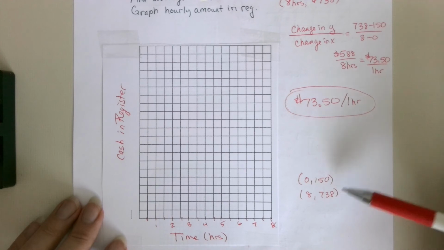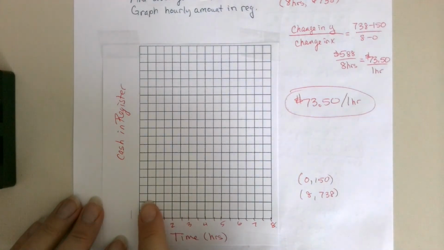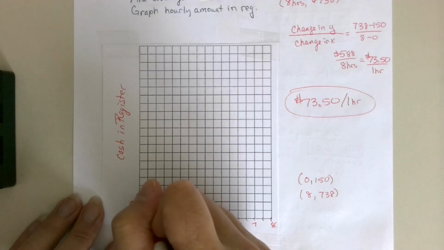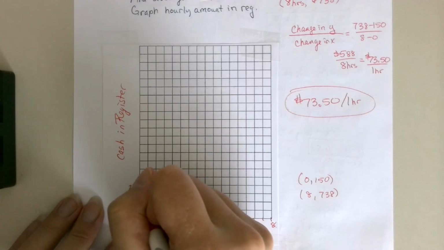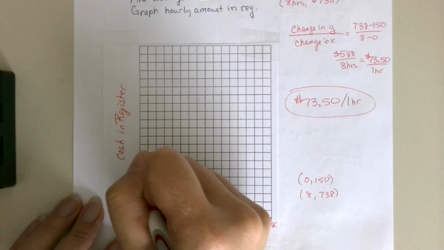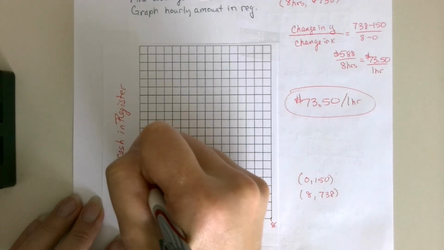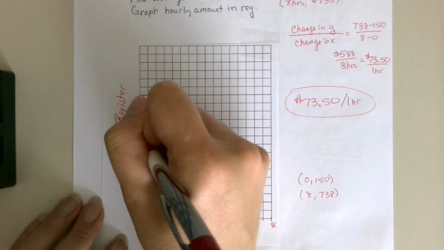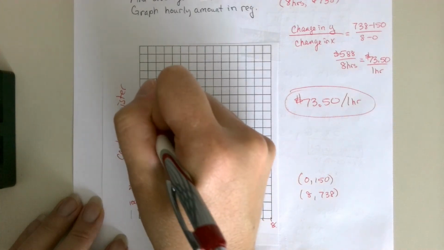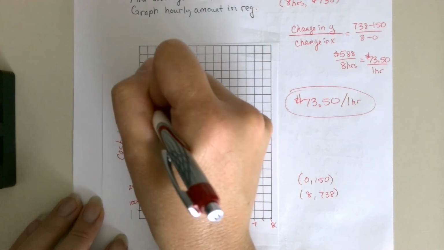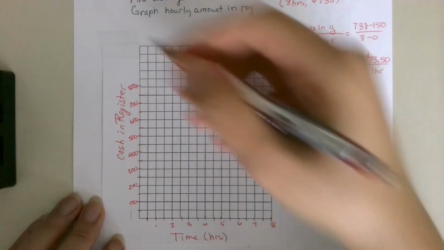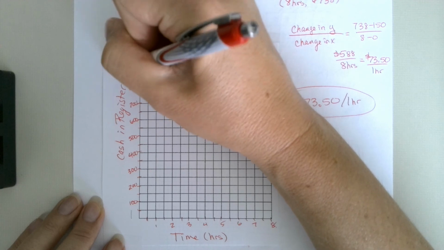So if I count by 50s, I think I can count by 50. So I'm going to show every 100, but each block stands for 50. So 200, 300, 400, 500, 600, 700, 800. And that's good. Now, what I want you to remember, cash in register is in dollars.